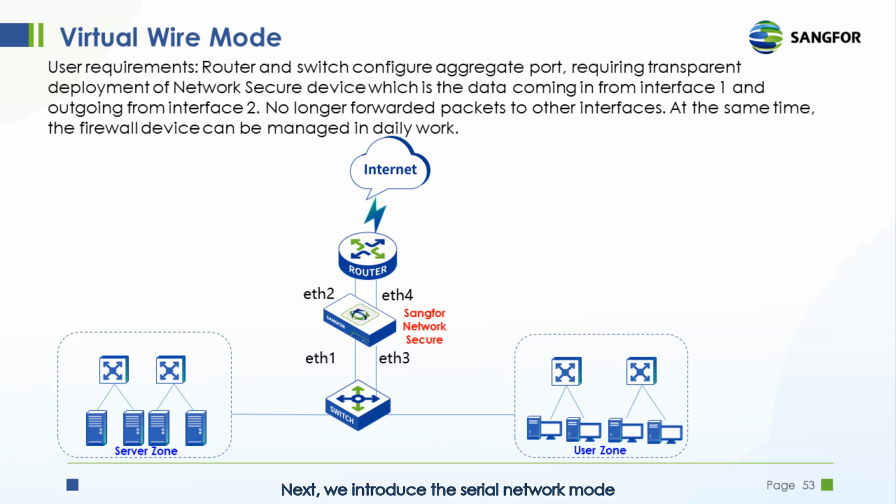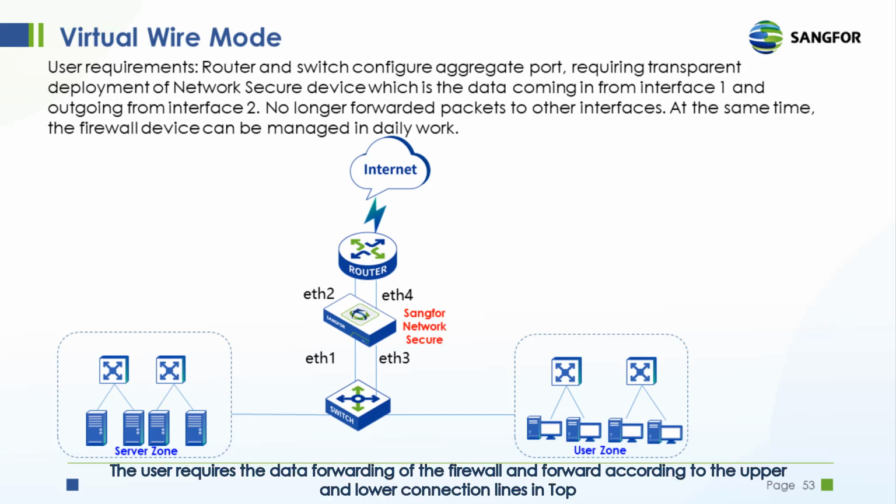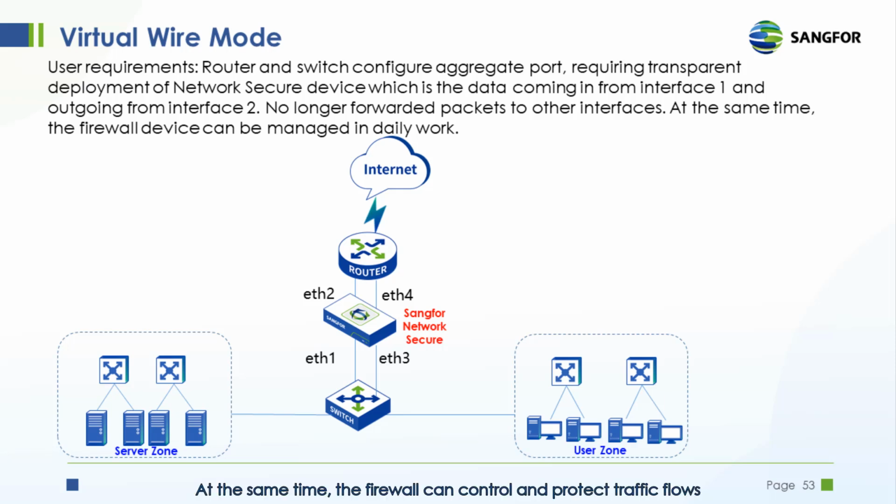Next, we introduce the serial network mode. You can see the following topology. Users own routers and switches, and use aggregation ports to increase link stability. Firewalls are required, transparently deployed between routers and switches. The user requires the firewall to forward data according to the upper and lower connection lines. At the same time, the firewall can control and protect traffic flows.